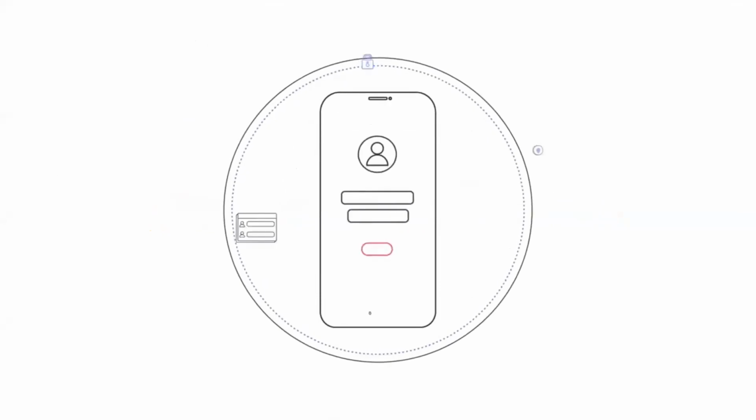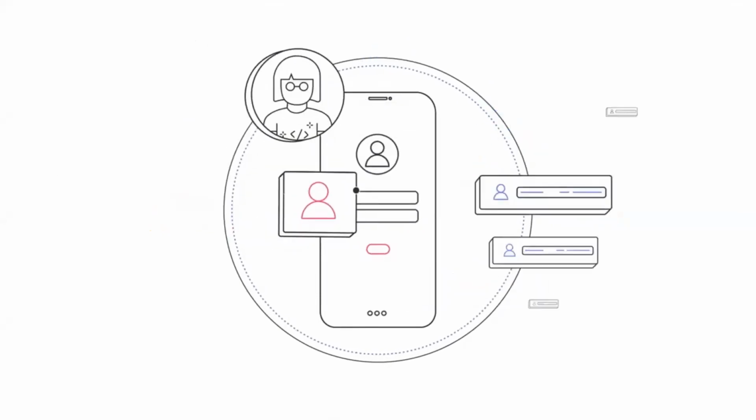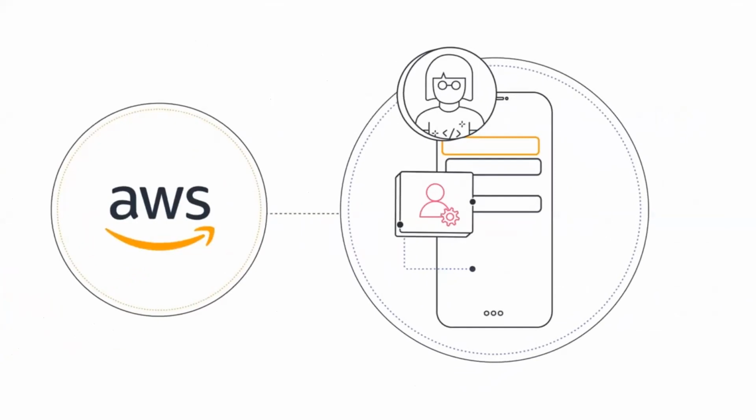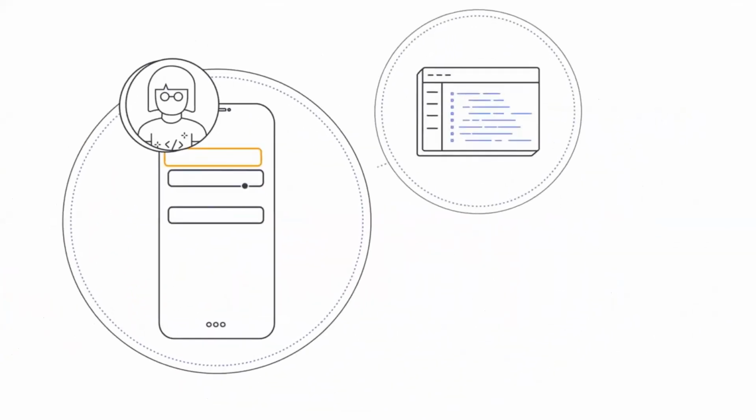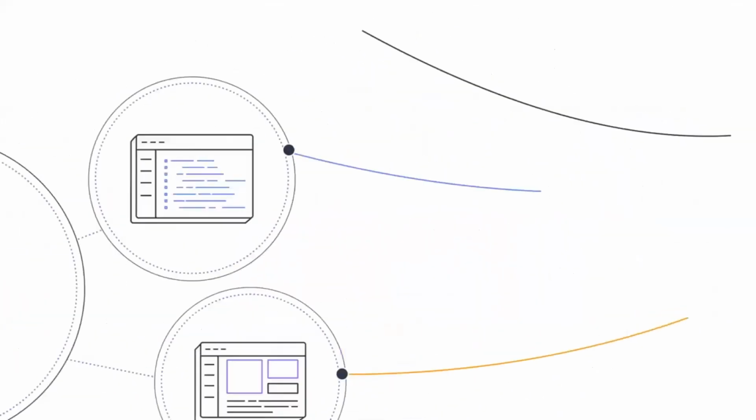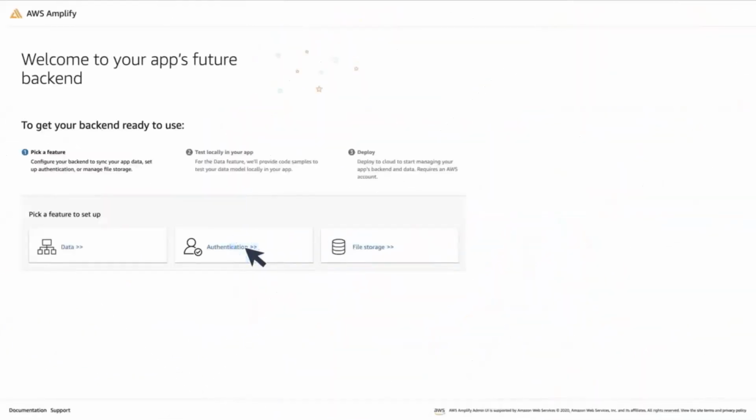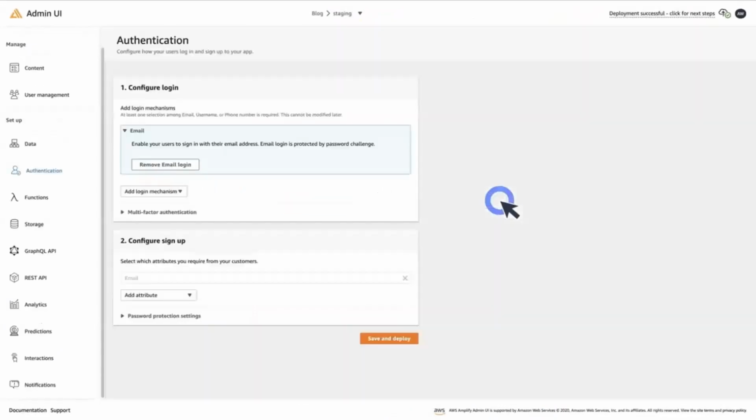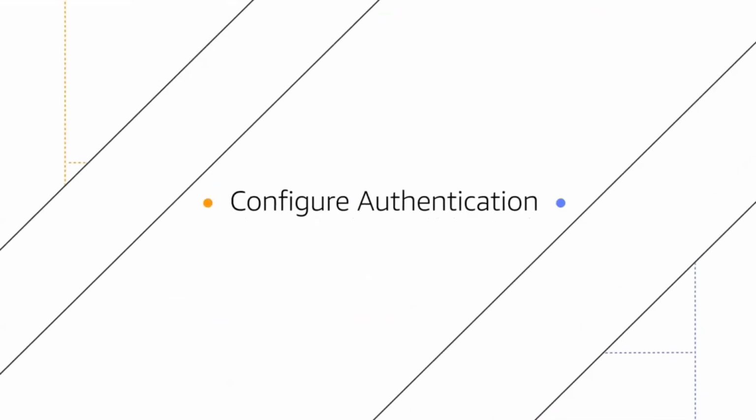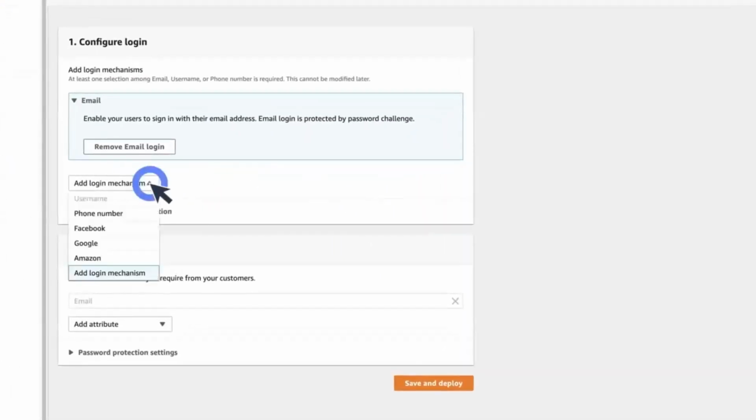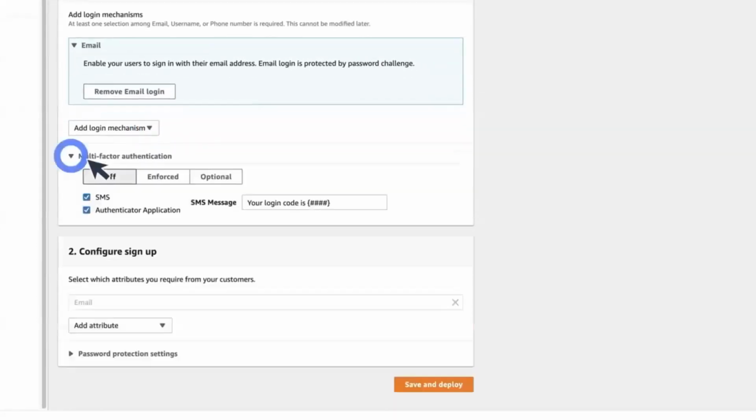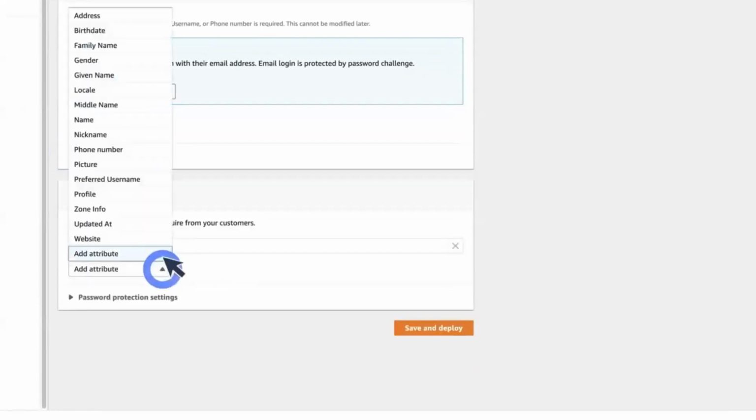Amplify Auth lets you quickly set up secure authentication flows and user management powered by Amazon Cognito. You can use the Amplify CLI or Admin UI to add and configure an authentication workflow in minutes. Now, we'll show you how to configure authentication to your application in just a few clicks with the Amplify Admin UI. Configure authentication. You can add different login mechanisms, including Facebook, Google, and Amazon. You can enable multi-factor authentication and make it mandatory. And you can add attributes that are required from your users.